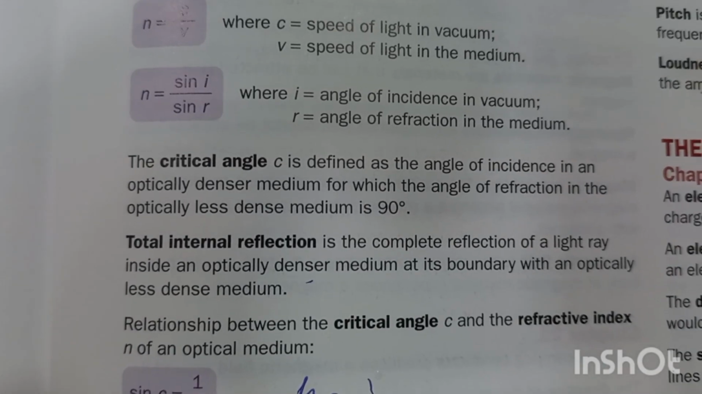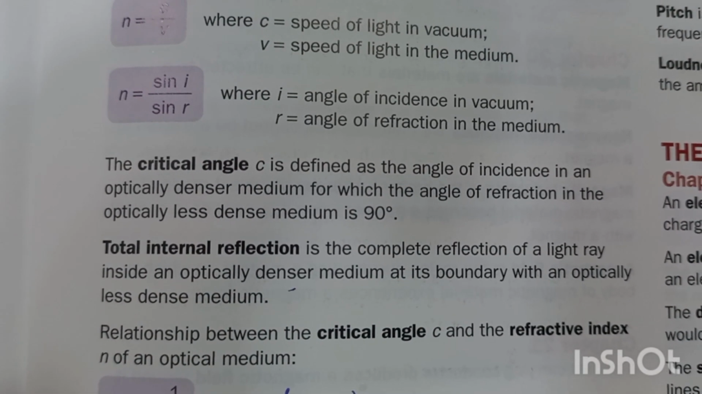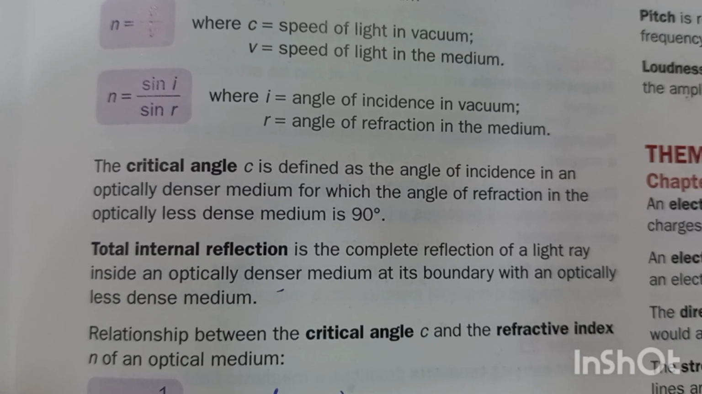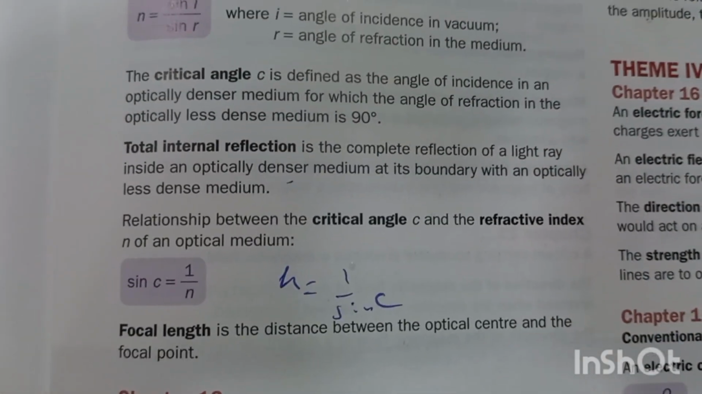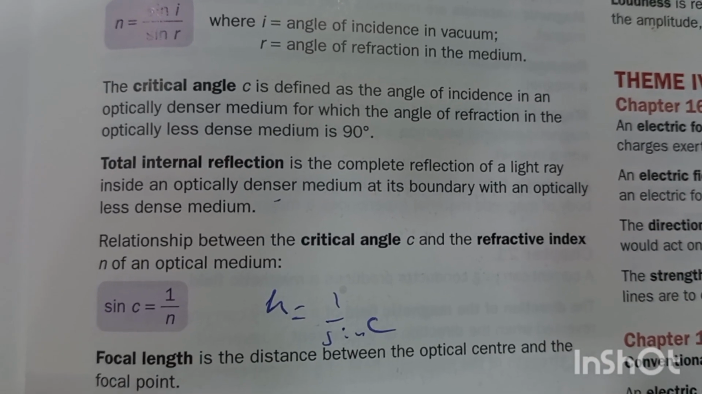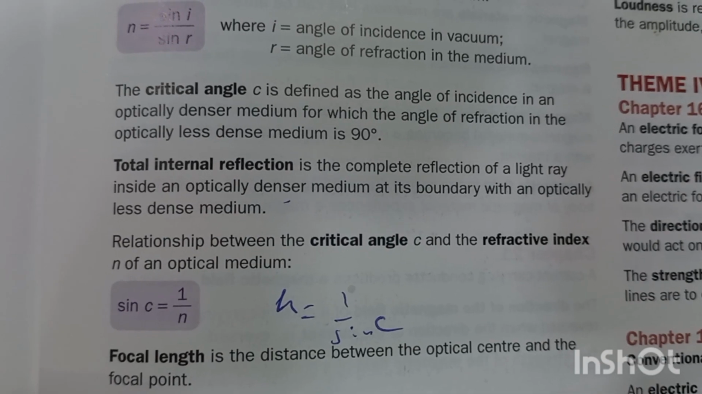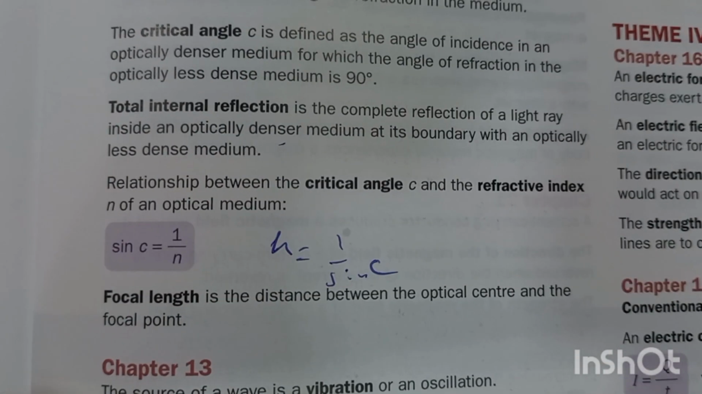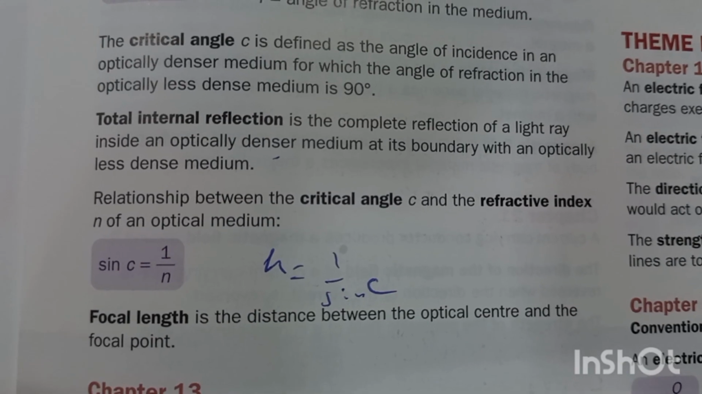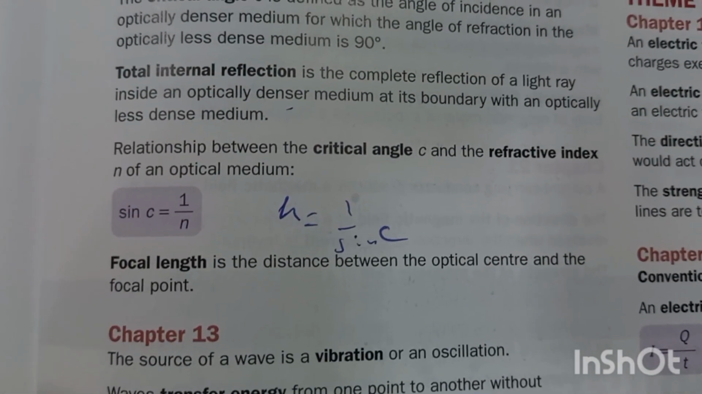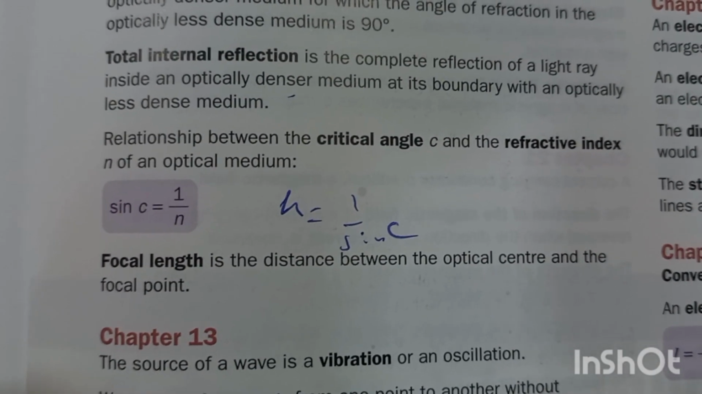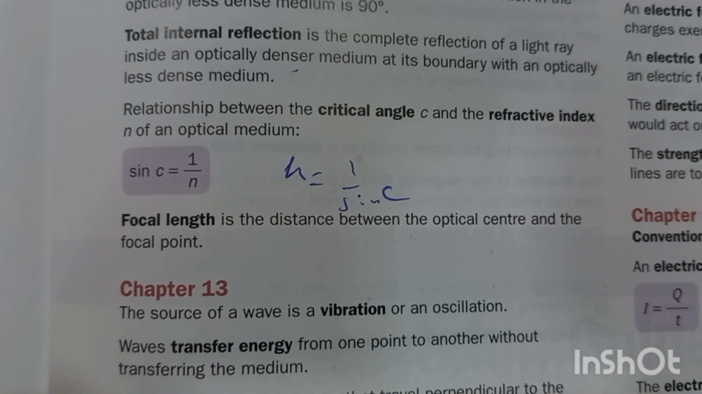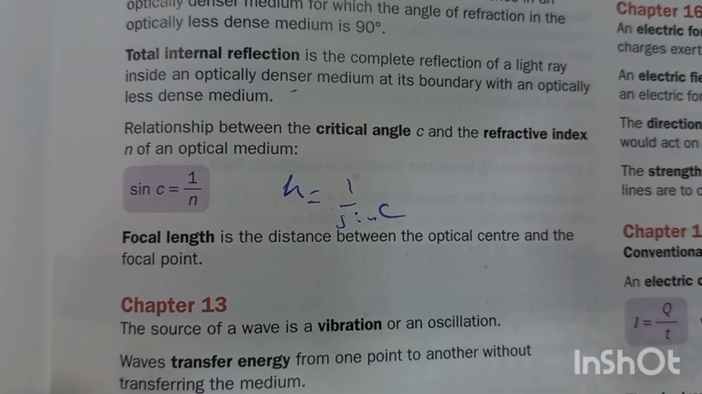The critical angle, c, is defined as the angle of incidence in an optically denser medium for which the angle of refraction in the optically less dense medium is 90 degrees. Total internal reflection is the complete reflection of a light ray inside an optically denser medium at its boundary with an optically less dense medium. The relationship between the critical angle c and the refractive index n of an optical medium is: sine of the critical angle is equal to 1 by n. Focal length is the distance between the optical center and the focal point.